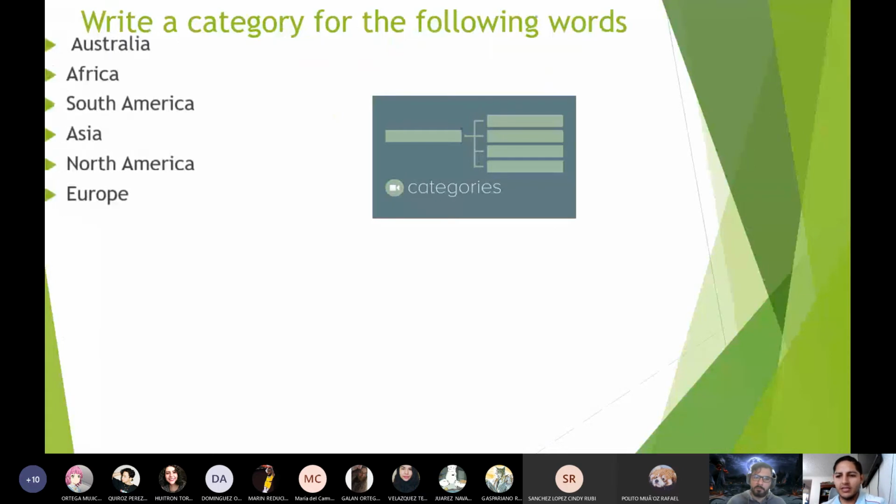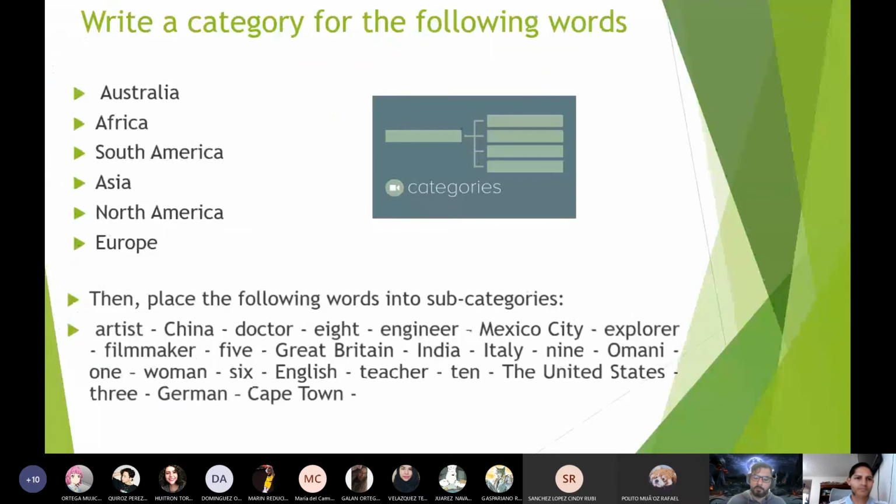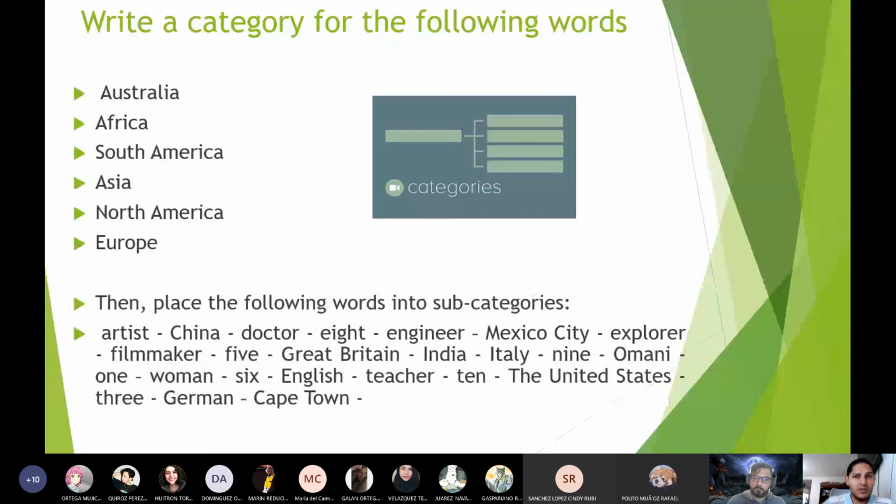Now, take a look at this. If you had to create a category for the following words, which one would it be? Australia, Africa, South America, Asia, North America, Europe. One category for those words. Continents. Continents, yeah. Basically continents, right?